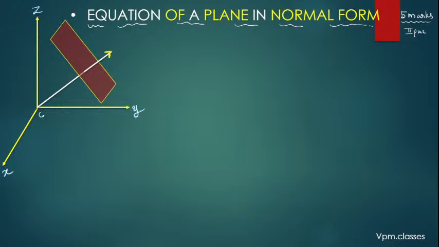Let us consider there is one normal passing through the origin and perpendicular to the plane, say it is ON. So ON is my normal, the normal drawn to the plane. And let us consider D is the distance of the plane from the origin.